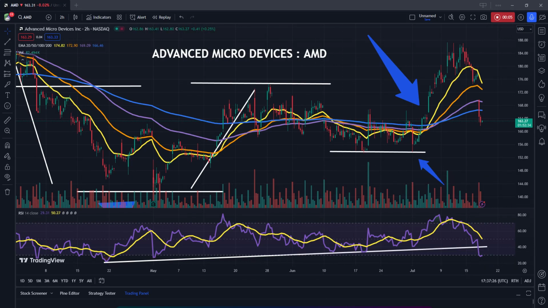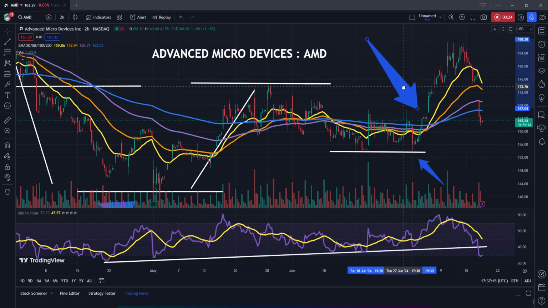Here we have the 2-hour price chart for Advanced Micro Devices Incorporated, stock ticker AMD. As we can see here, the stock is taking a major dive after posting some fairly significant new highs. This is a tremendous reversal here.